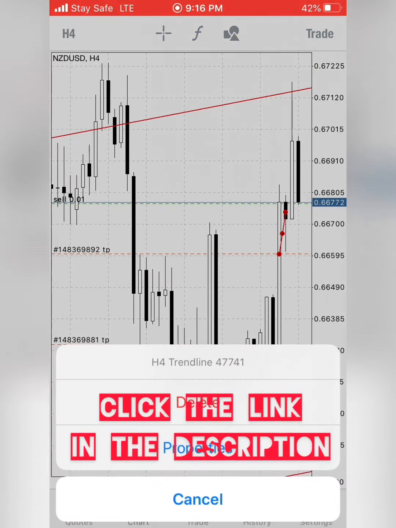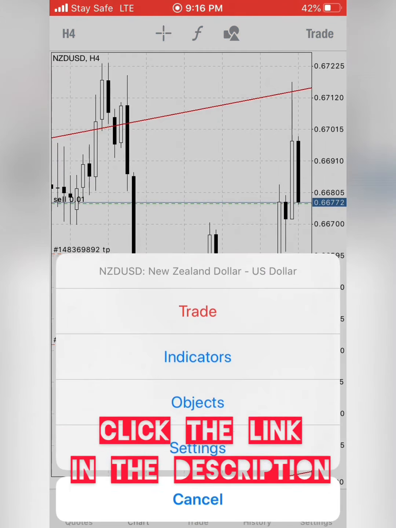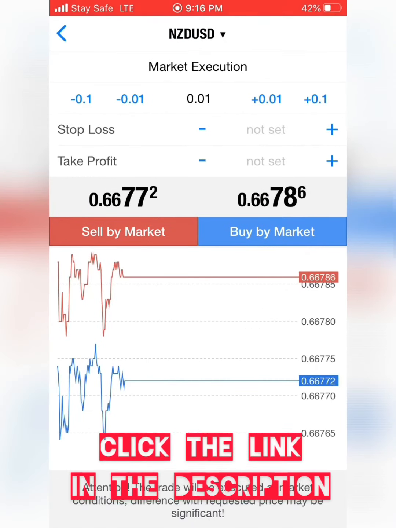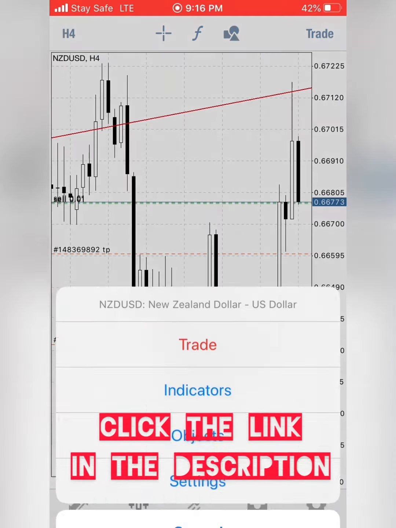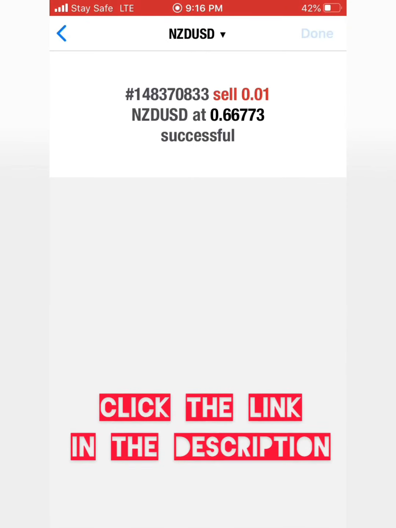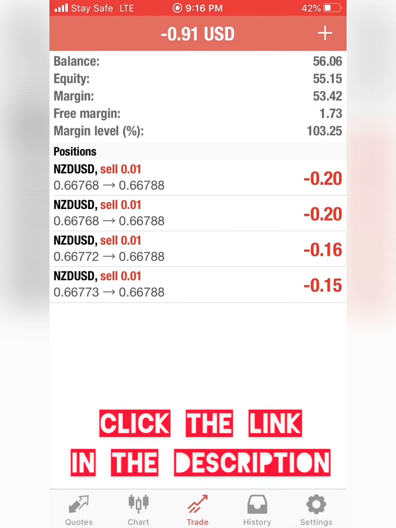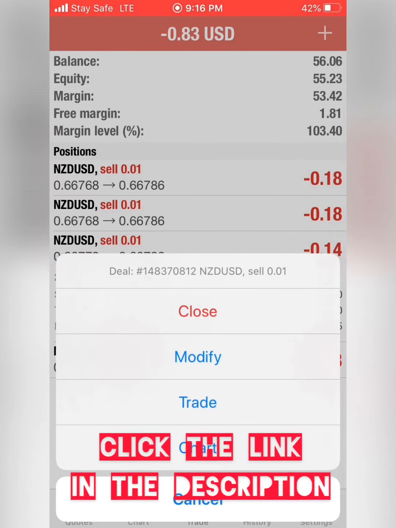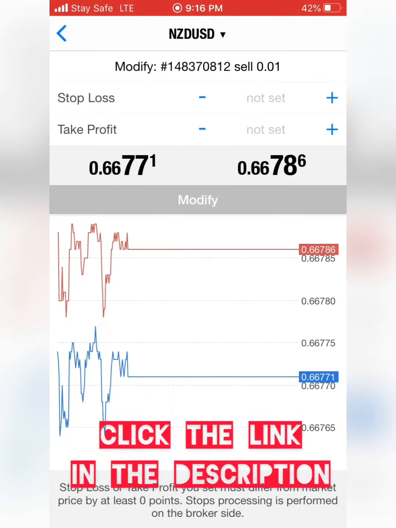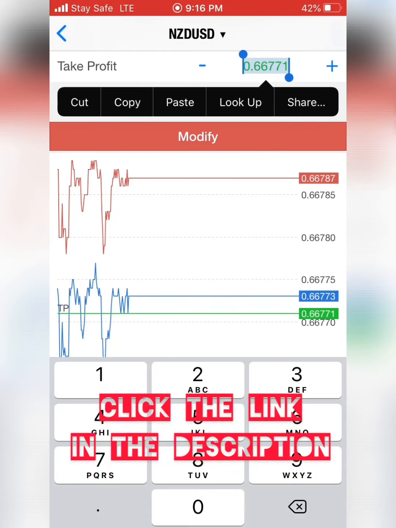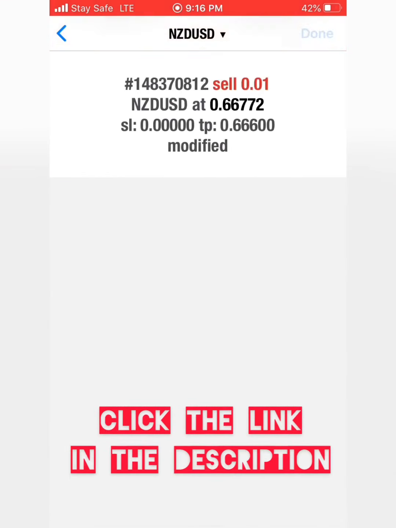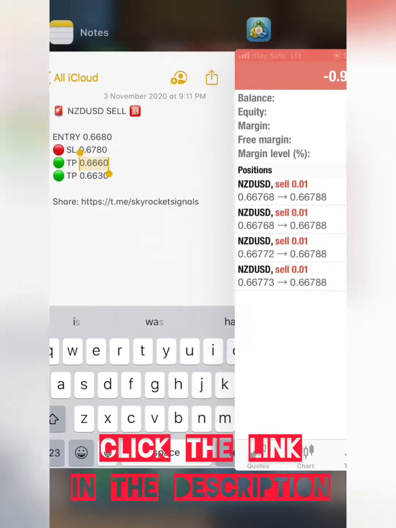So that's that. Click on trade, then you sell the market. Click on trade again, sell the market again. Then the next thing to do is to hold on to it, click on modify and paste your value for the signal.